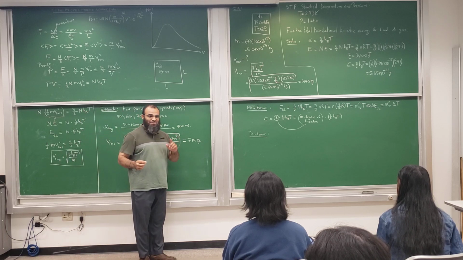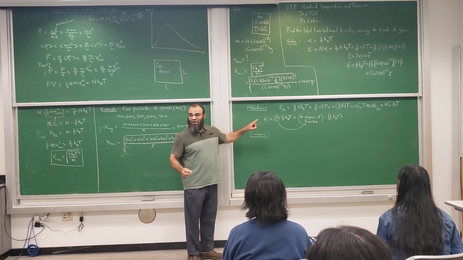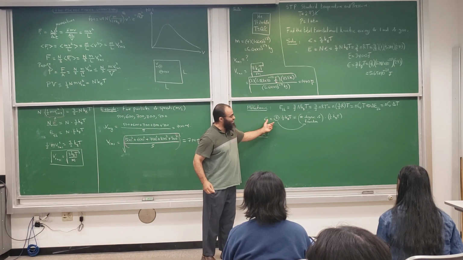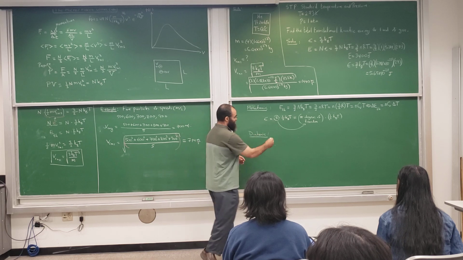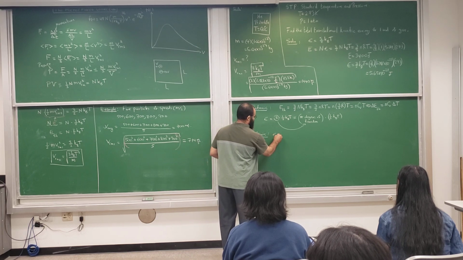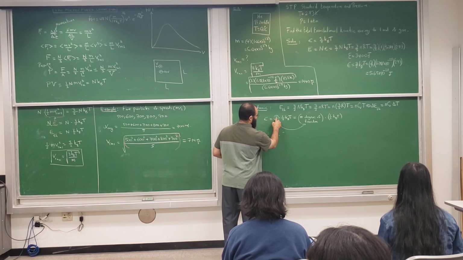So let me write this one before I forget. How many degrees of freedom again? We said we have 5, so it's going to be 5.